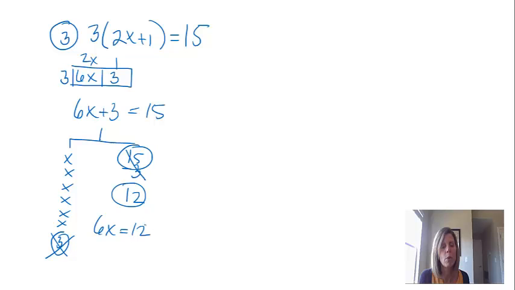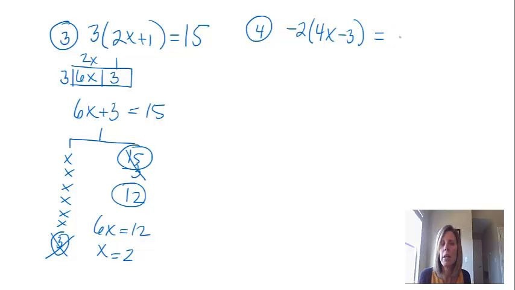And then from here, we'll just do 12 divided by 6 x's, which would mean each x has to equal 2. Alrighty, okay, next one, number 4. We're going to have negative 2, and then 4x minus 3, and then equals negative 18.